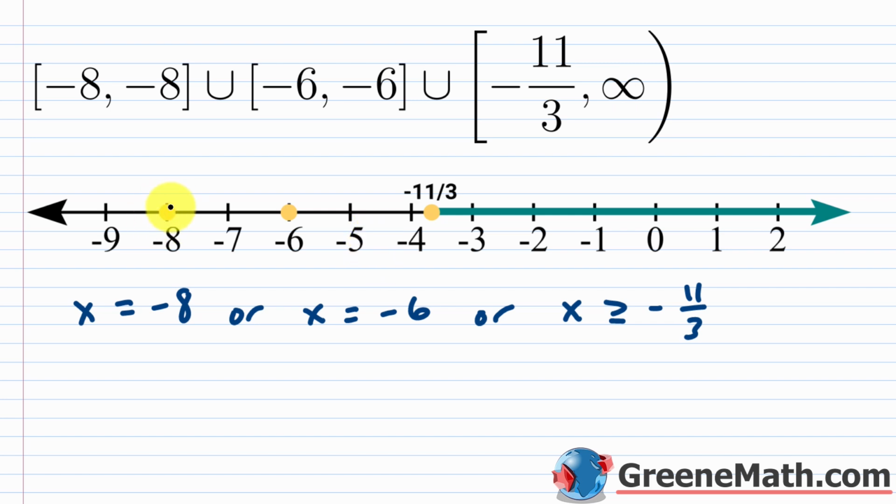You know that a filled in circle is going to include the number. So we're just going to put a filled in circle at -8, so this is included. A filled in circle at -6, so this is included. A filled in circle at -11/3, so that's going to be included. And then you're going to shade everything to the right of -11/3 to finish this guy off.